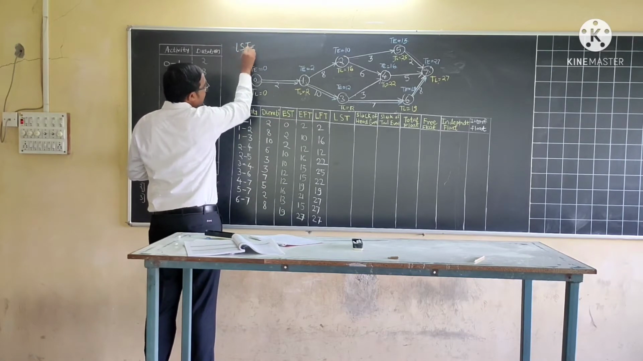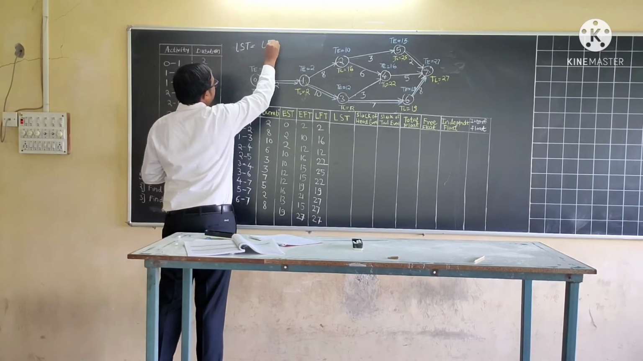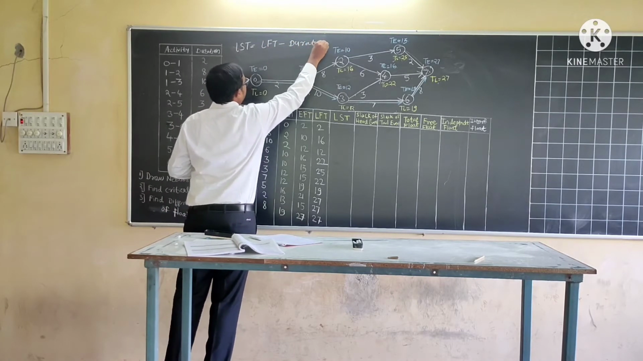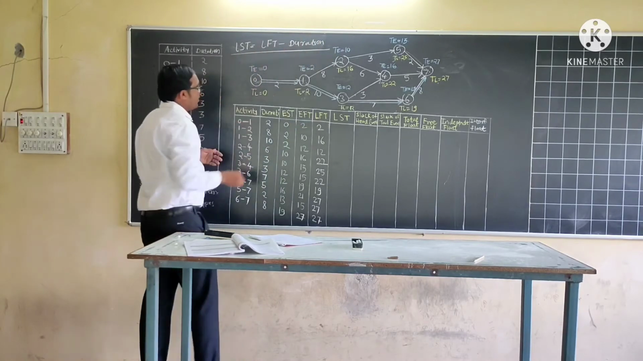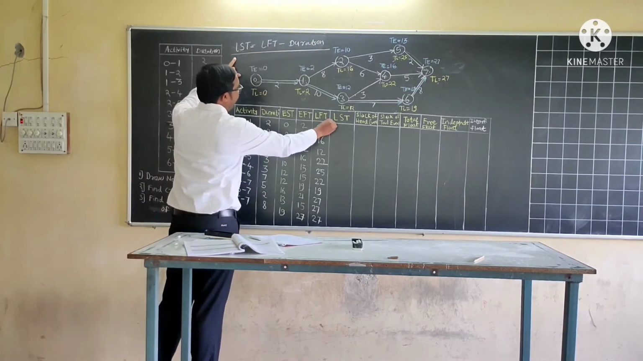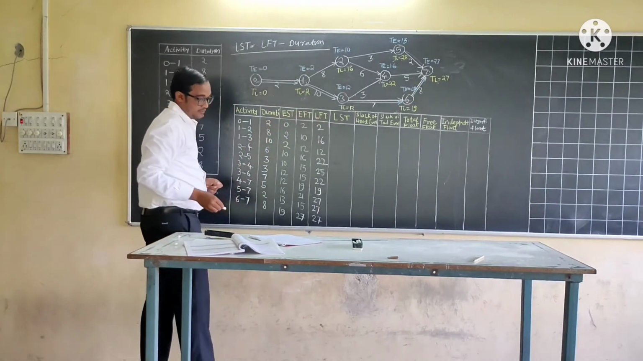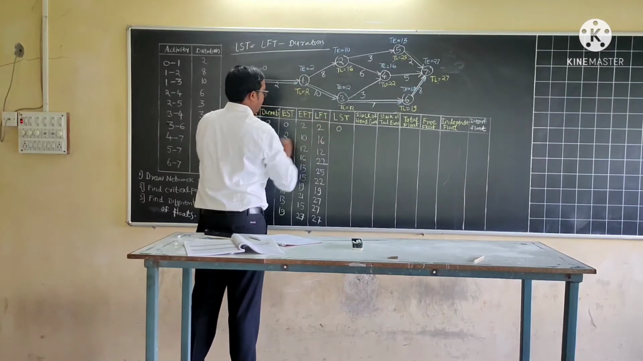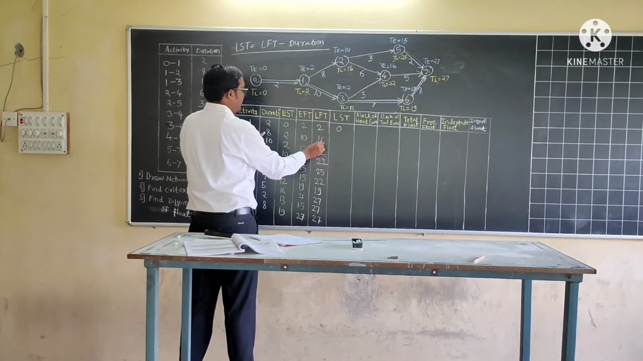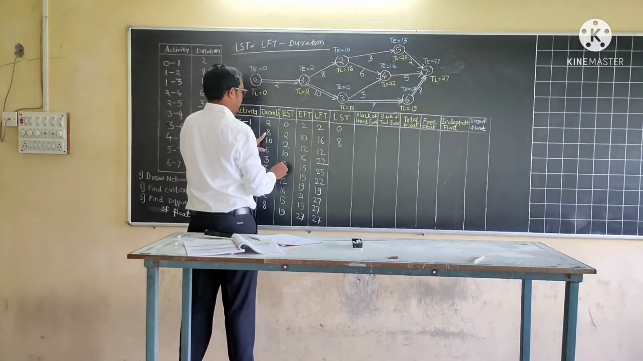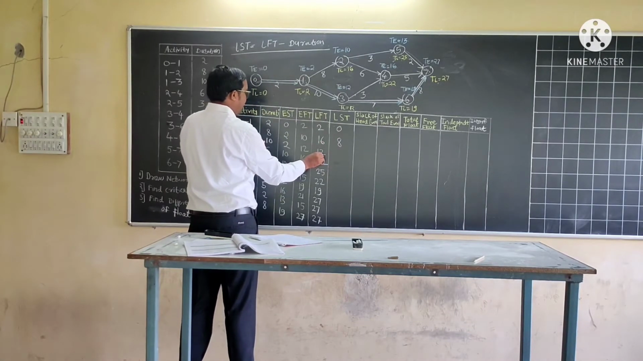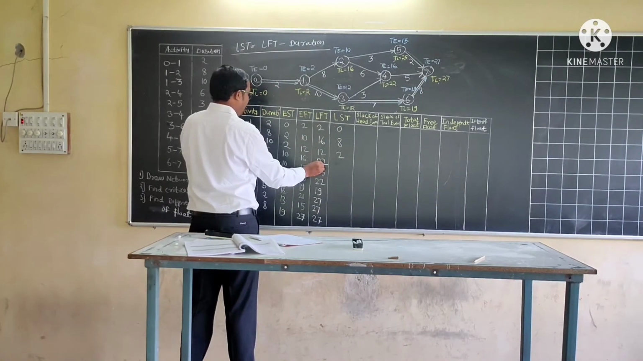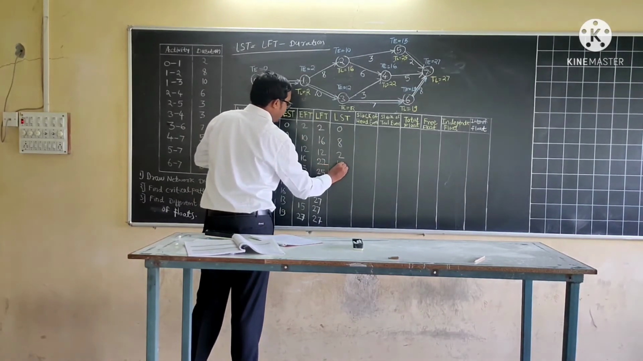Latest start time is equal to latest finish time minus duration. So use this formula: latest start time is equal to LFT minus duration. LFT here 2, 2 minus 2 is 0. LFT 16, 16 minus 8 is 8. LFT here 12, 12 minus 10 is 2. Here LFT 22, 22 minus 6 is 16.